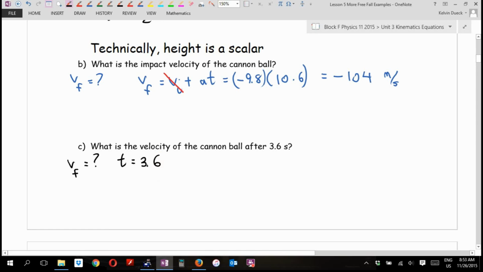But Alex, have we turned the page? So VI is still 0. I can still, just don't use the 10.6 for the time. Certainly A is, you know what, I'm not going to rewrite. A is negative 9.8. I think I can do exactly the same thing we just did. I think it's going to be VF equals VI plus AT, except I'm going to use 3.6 seconds right there.